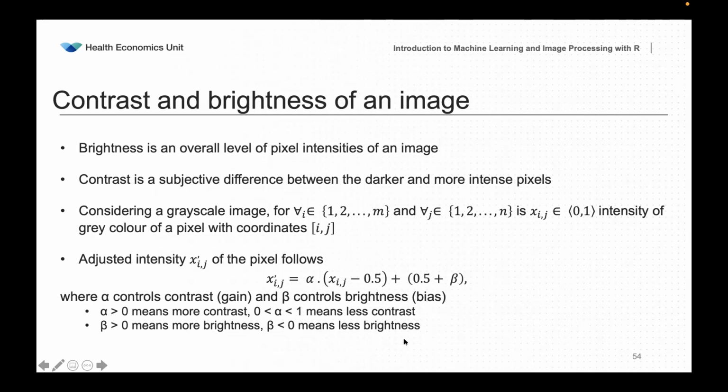intensities with this formula: A(i,j) becomes alpha times (A(i,j) minus 0.5) plus 0.5 plus beta. So basically, you can do either plus 0.5 or minus 0.5. This is how you can manipulate the image. If the alpha value is greater than 1, it means more contrast. If alpha is greater than 0 and less than 1, it means less contrast. The same goes for the beta value. A beta value greater than 0 means more brightness. If it is less than 0, it means less brightness. So these are the two parameters, alpha and beta, you are going to utilize to increase and decrease contrast, and also increase and decrease the brightness of the images.